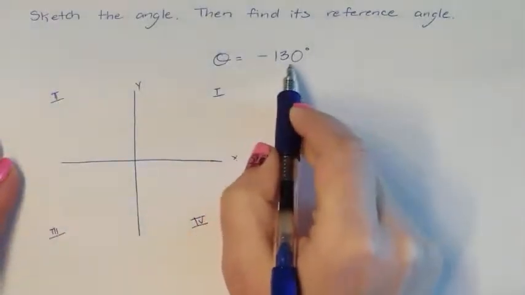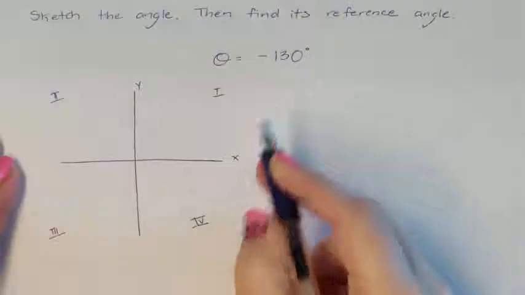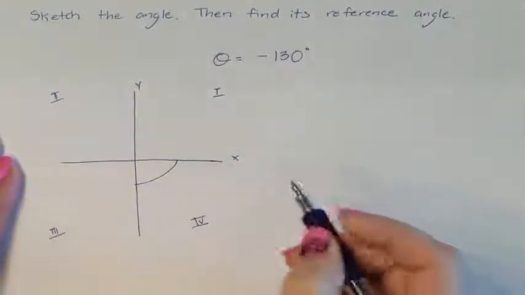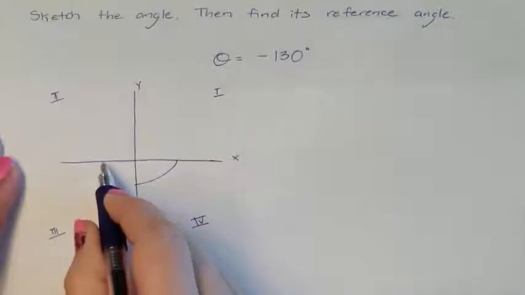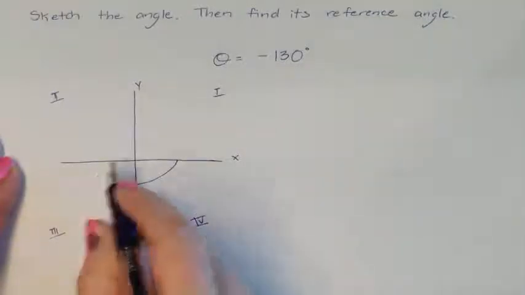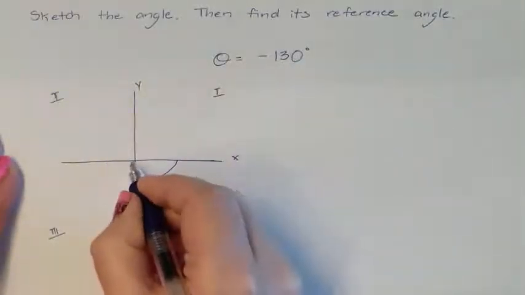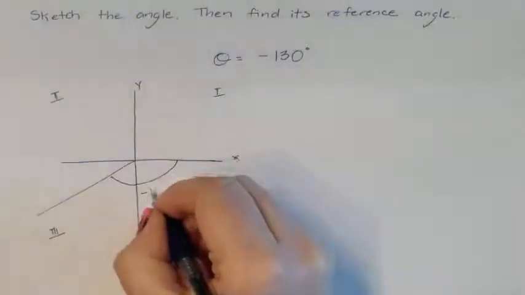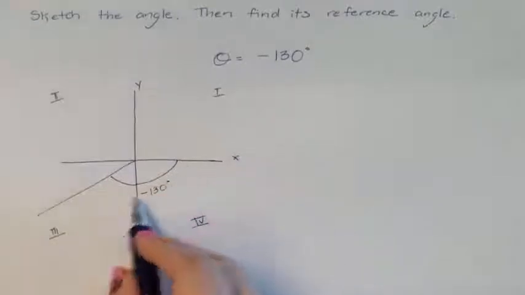Negative 130 degrees means that I'm going backwards. So starting here, if I had gone all the way, this would have been 90. Going all the way again would have been another 90 to be 180, which is too much. So I know I exist somewhere here in quadrant 3. So this is my negative 130 degree theta.